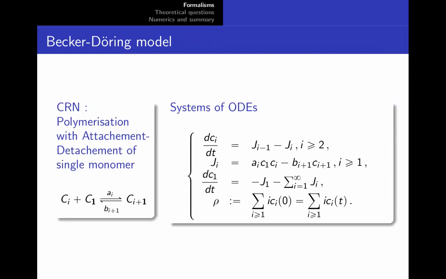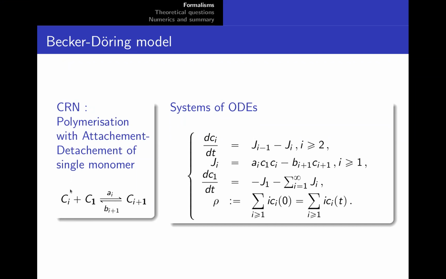So I will start by introducing what a Becker-Döring model is. That's a particular kind of coagulation-fragmentation model, which is a particular kind of chemical reaction network. We deal with species that have a size. The size is the number of elementary particles, or monomers, they contain. So Ci is a cluster or polymer of size i. C1 is a cluster of size 1: one monomer, one single elementary particle.